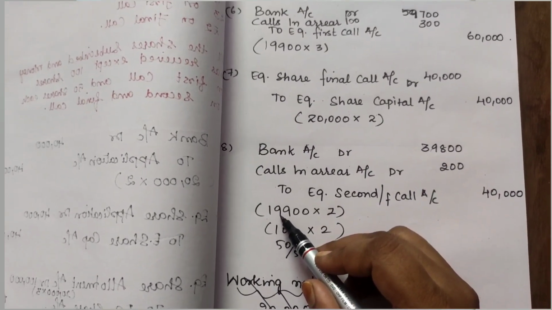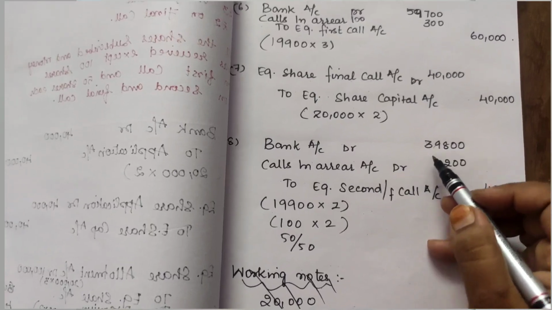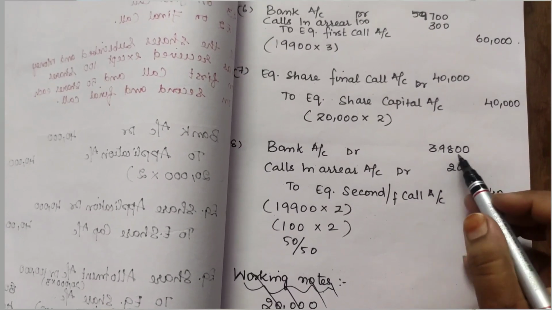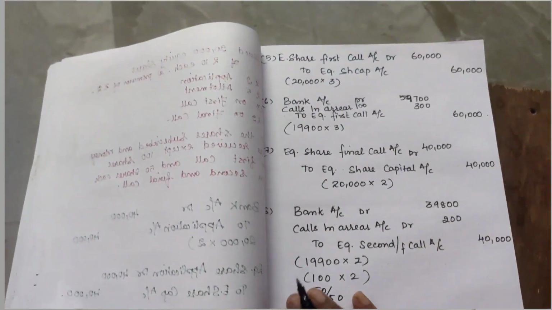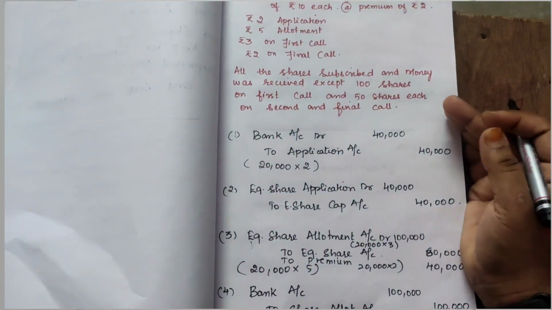Okay, so calls in arrear is 101. So 100 into 2, 200. In 40,000, if we subtract 200, this will be the remaining money which we have received. So that is it. Like this you need to give the journal entry. By that you can easily get and score 5 marks.